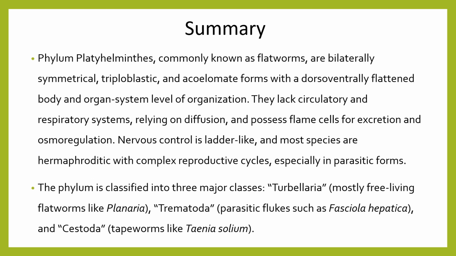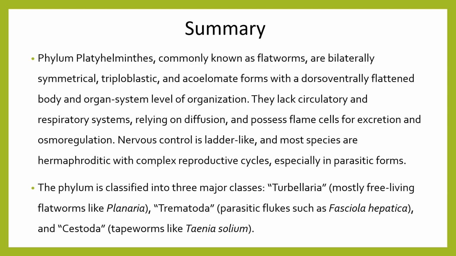Let's summarize what we have learnt about the phylum Platyhelminthes in the previous slides. The phylum Platyhelminthes, commonly known as flatworms, are bilaterally symmetrical, triploblastic and acoelomate forms with a dorsoventrally flattened body and organ system level of organization. They lack circulatory and respiratory systems, relying on diffusion. They possess flame cells for excretion and osmoregulation. The nervous control is ladder-like, and most species are hermaphroditic with complex reproductive cycles, especially in parasitic forms.